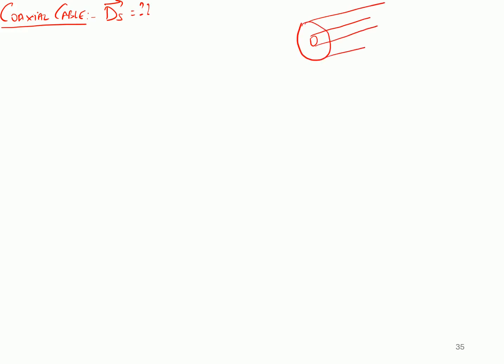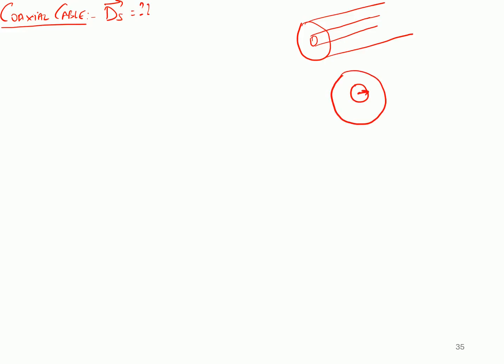So let us understand this. Now we have a coaxial cable, and we want to find the electric flux distribution or its value for this scenario. A coaxial cable is basically a combination of two conductors. You can say one is an inner conductor, one is an outer conductor. We can have a better view of it. For example, we have an inner conductor and we have an outer conductor.